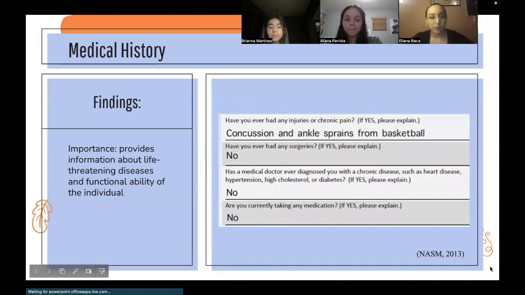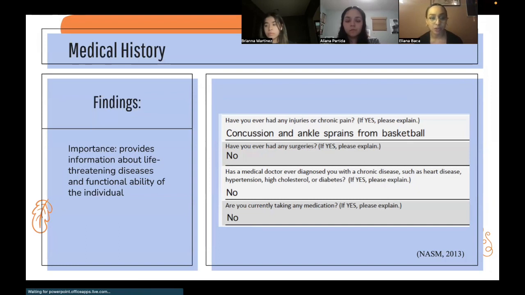So here with our medical history, again, this is going to provide important information about any life-threatening diseases or things that would limit somebody's ability to perform a given movement. So in this example here, she noted that there were concussions and ankle sprains due to competing in a sport. So in this example, basketball.